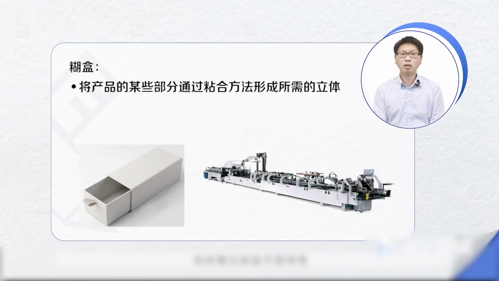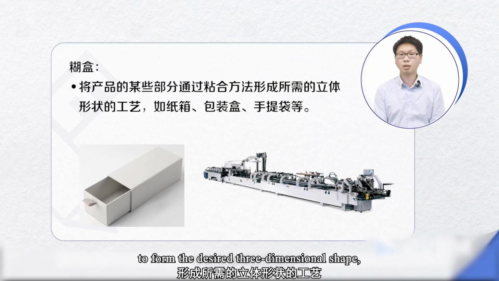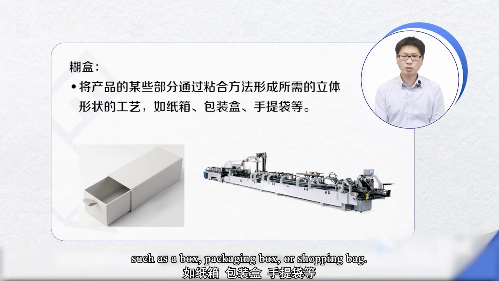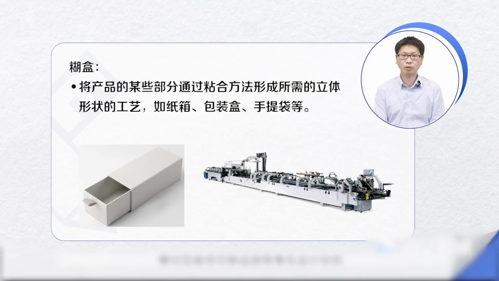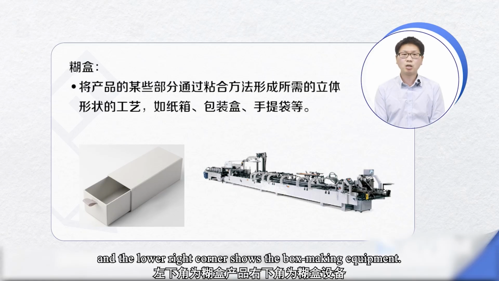Box making. This is a process where certain parts of a product are bonded together to form the desired three-dimensional shape, such as a box, packaging box, or shopping bag. The lower left corner shows a box-made product, and the lower right corner shows the box-making equipment.